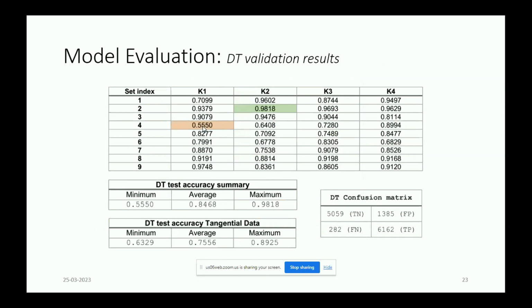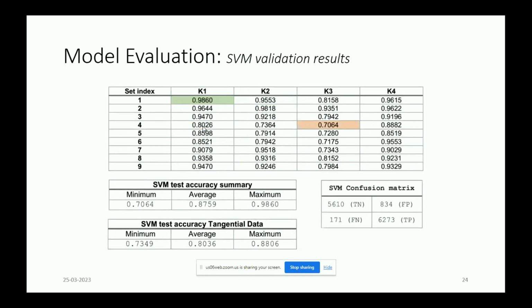These are the results of those 36 experiments which we conducted for each of the models. For the decision tree, we got a minimum accuracy of 55 and a maximum of 98. On average, we got 84% accuracy. And when it is done on the tangential data, where we expected the accuracy to drop, the average accuracy dropped to 75%.